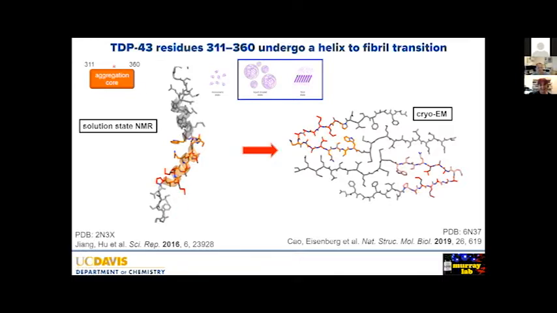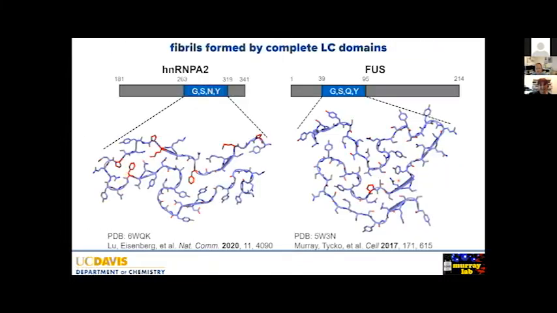Before starting this work, there was some information known about the TDP-43 protein, in particular work on residues 311 to 360. We learned that it undergoes a helix to fibril transition, which is what I'm showing you here. The solution NMR structure of the helix is here on the left. Under certain conditions, it will form this fibril-like structure shown here on the right, and you're looking down the length of the fibril in this particular model.